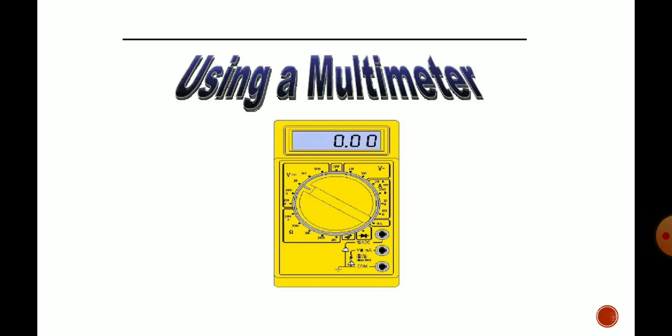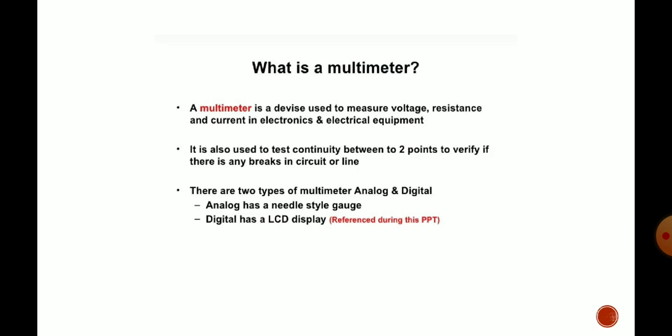Digital multimeter. This is the figure of digital multimeter. What is a multimeter? A multimeter is a device used to measure voltage, resistance and current in electronic and electrical equipment. It is also used to test continuity between 2 points to verify if there is any break in circuit or line. There are two types of multimeter, analog and digital. Analog has a needle style gauge and digital has a LCD display.